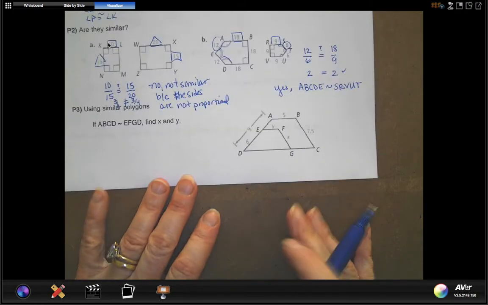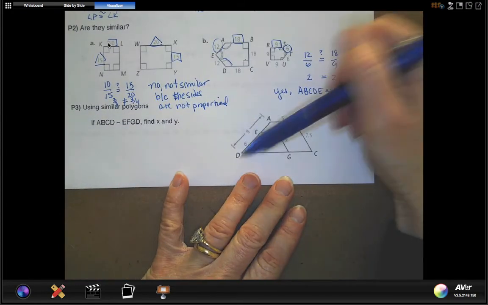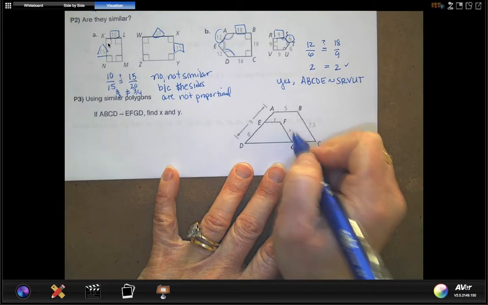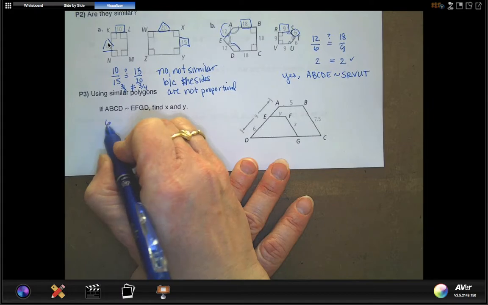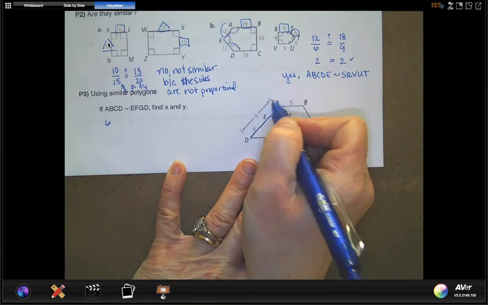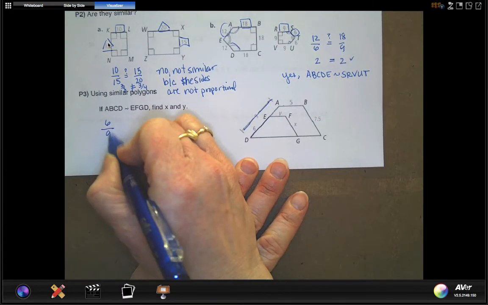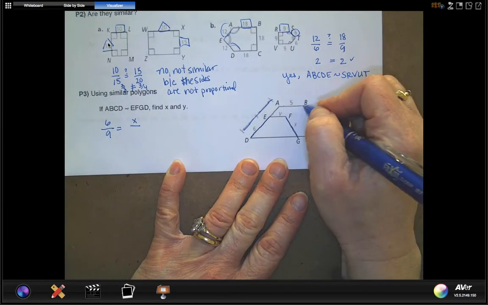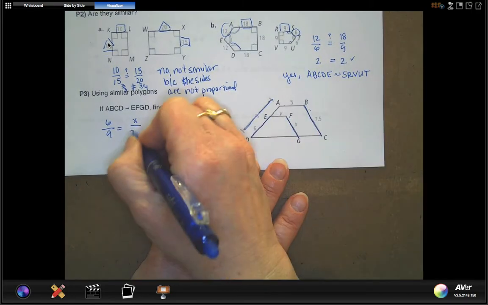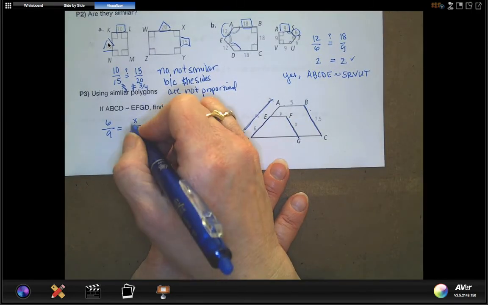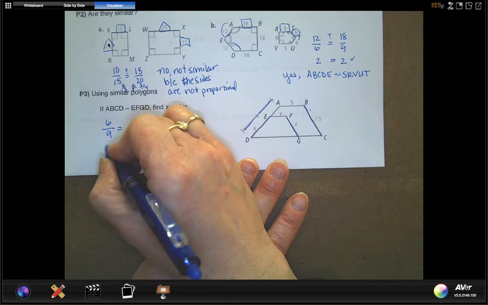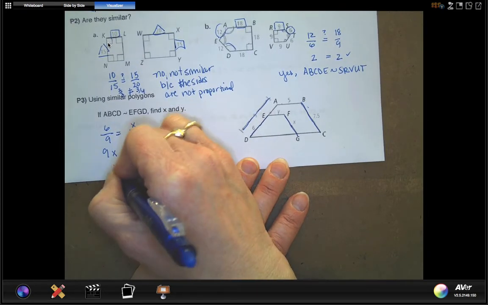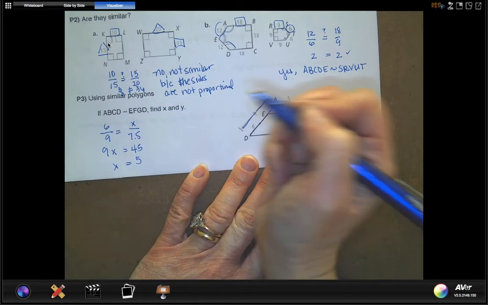All right. This one, it tells me that these two trapezoids are similar. So the big trapezoid is similar to this small one right here. And I want to find the missing sides in the small one. So 6 from the small one over the 9 from the bigger one is equal to the x from the small one over, we'll use the 7.5 from the big one. So if I cross multiply here, I get 9x is equal to 45. Divide by 9, x is equal to 5.